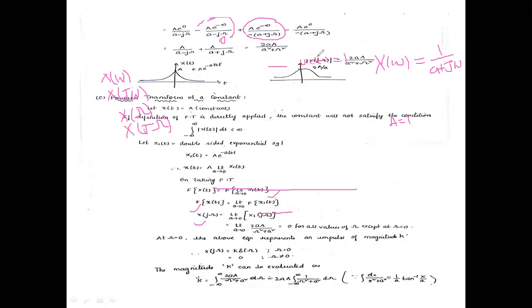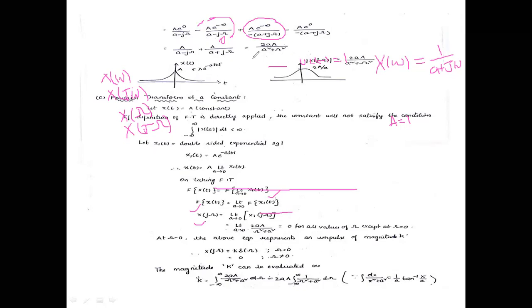1 by a plus j omega. So let us take a as 1. 1 by a minus j omega, 1 by a plus j omega. Take the LCM: a plus j omega plus a minus j omega. So minus j omega plus j omega get cancelled in the numerator. We have a plus a, 2a, and the denominator a square minus b square. j square is equal to minus 1, so it is a square plus omega square.